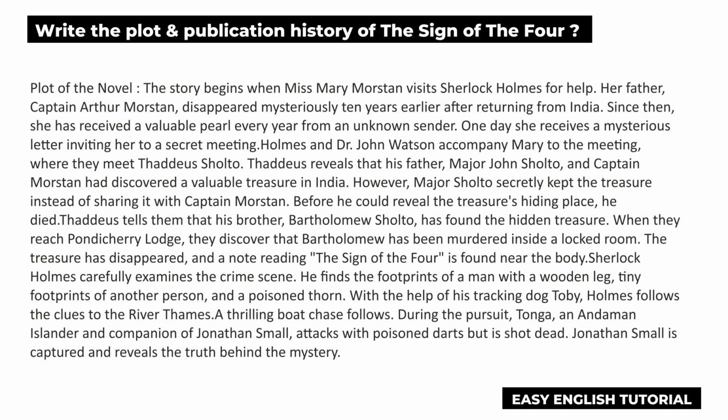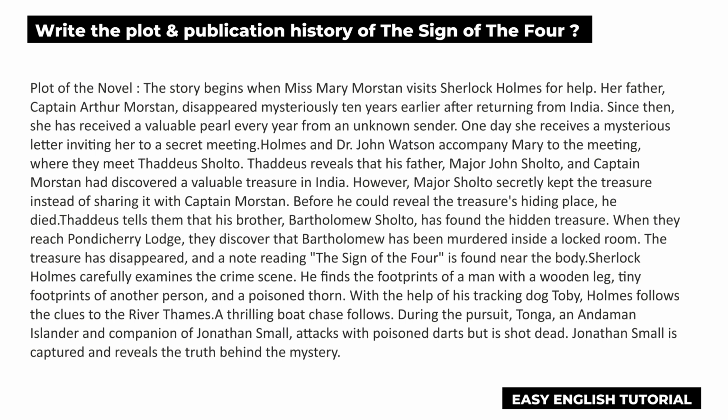Plot of the novel. The story begins when Miss Mary Morstan visits Sherlock Holmes for help. Her father, Captain Arthur Morstan, disappeared mysteriously 10 years earlier after returning from India. Since then, she has received a valuable pearl every year from an unknown sender. One day she receives a mysterious letter inviting her to a secret meeting. Holmes and Dr. John Watson accompany Mary to the meeting, where they meet Thaddeus Sholto.